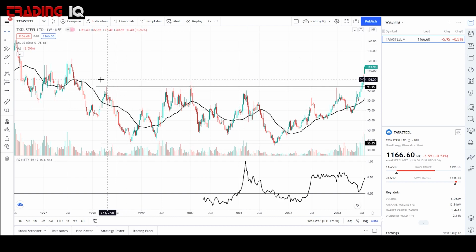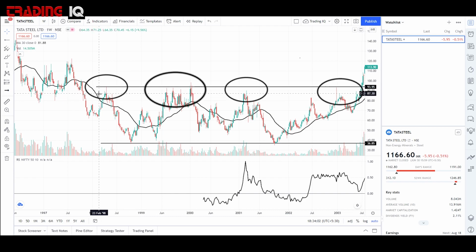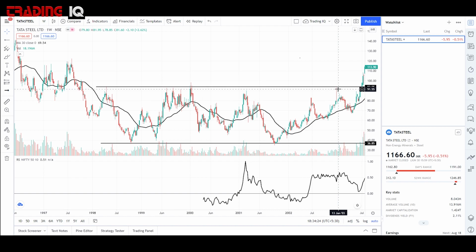Let's look at these key points where the price is trying to break out of this resistance level but got resisted. You see here, it tried to break out and got resisted and the price went below. Same here at this level, same here at this level, same here at this level. Now, what is volume? Let's recap.